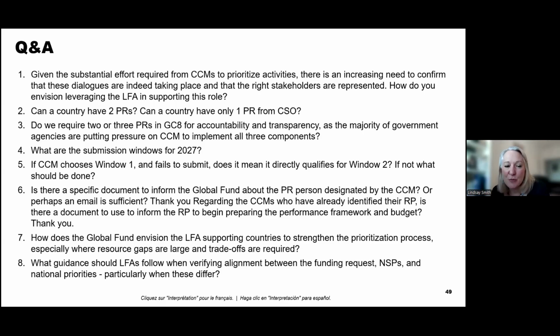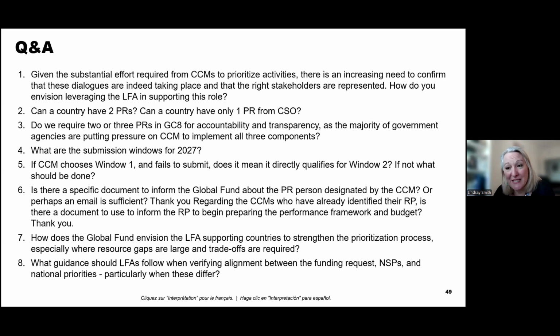Question 7, how does the Global Fund envisage the LFA supporting countries to strengthen the prioritization process, especially where resource gaps are large and trade-offs are required? So this is a key responsibility of the CCM, through their country dialogue, to identify the prioritization, leveraging data, evidence from the country, results from previous grants, etc. The LFA does not have a key role in this. So the Global Fund does not have a proposal on how the LFA would be involved in strengthening the prioritization process. If I have misspoken, I would invite any of my grant management colleagues to contribute to this answer. But as far as I know, this is not a key expectation for the LFA.